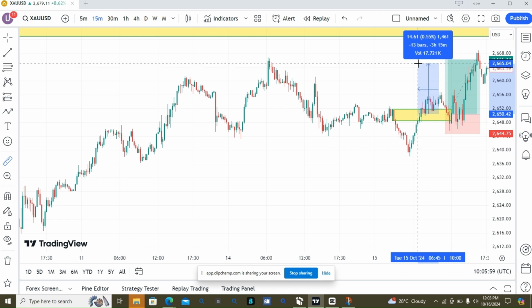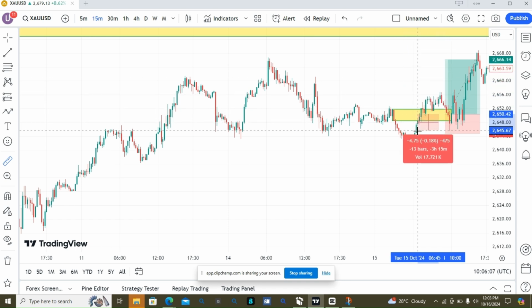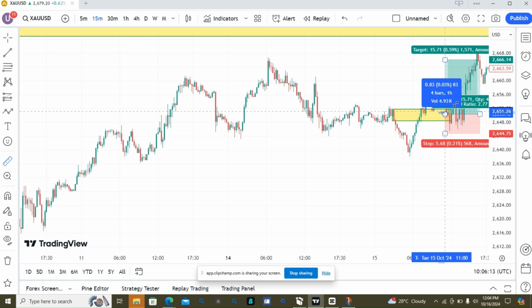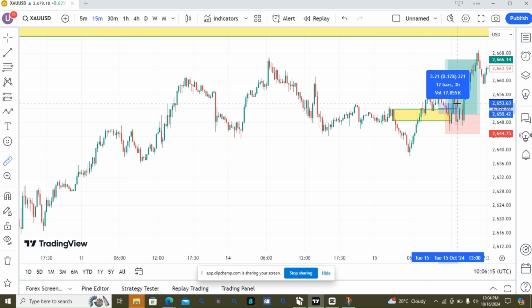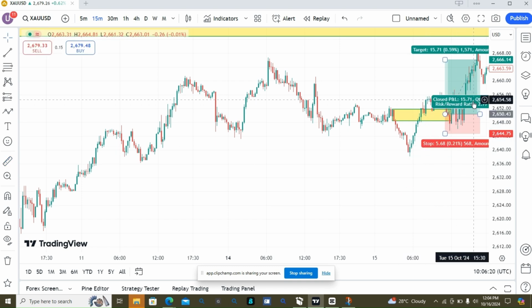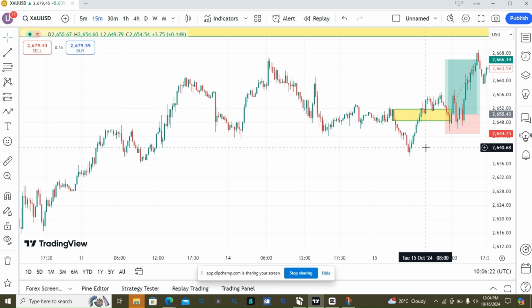This is the immediate high on the 15 minutes time frame. You can see it, 158 pips. That's my reward, and my risk is 57 pips. That is 1:3. My risk reward is what? 1:3.